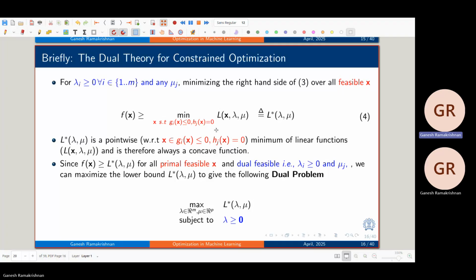So what if I minimize L? This is going to be given a new name, L star. L star of lambda, mu is L minimized with respect to the primal feasible constraints.